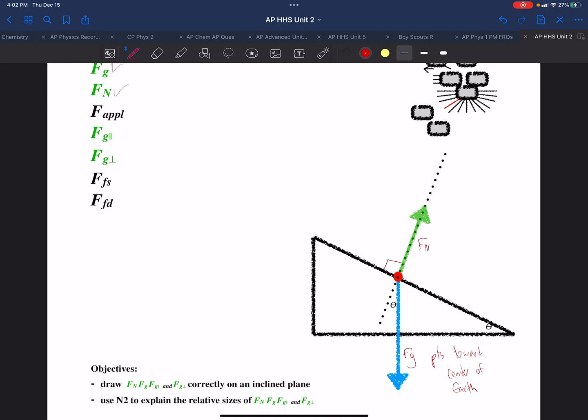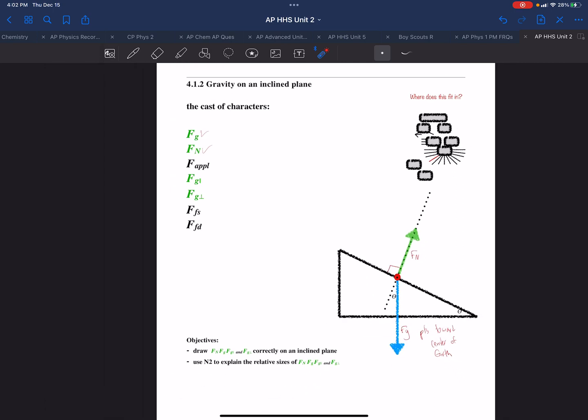And that's how we draw them. How we know how to draw them: FG should be pointing toward the center of the Earth, and normal should be perpendicular to the surface. Our objectives are to be able to draw these four on an inclined plane correctly, and use Newton's second law to explain the relative sizes of them when we draw them. So we need to get the geometries right and the magnitudes right.